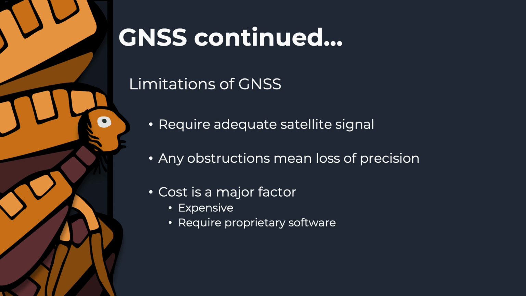The major limitation of GNSS units is that they only work where there is adequate satellite signal. Areas near buildings or with many trees or other dense vegetation can be troublesome. Any obstructions blocking the satellite signal can mean a significant loss of precision and in some instances will not work at all. Cost is another major factor. High precision RTK base and rover systems start at around $30,000 and can be as expensive as $60,000. The proprietary software they operate also needs to be purchased and renewed annually, increasing the overall costs.